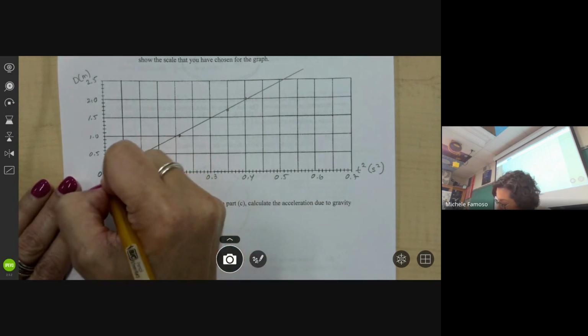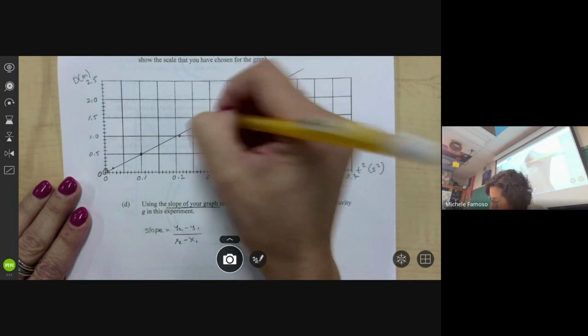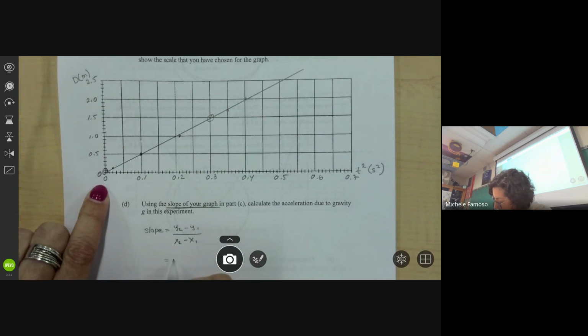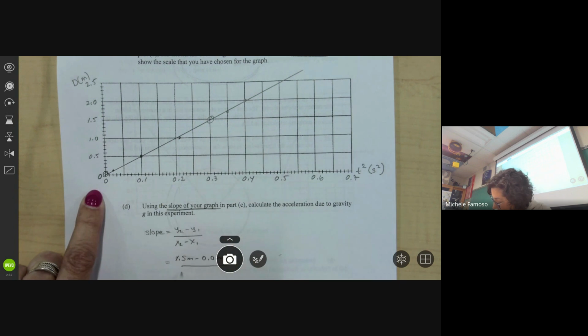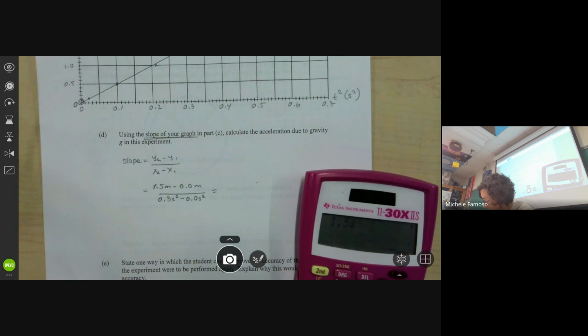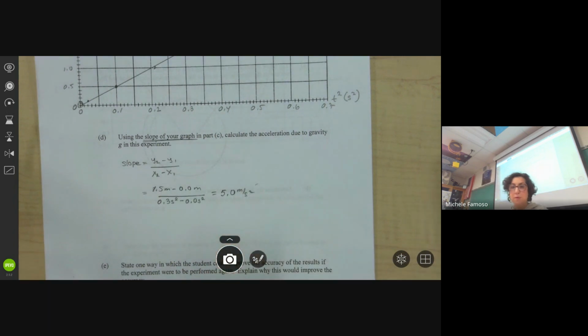So usually when you do a slope, you pick 2 points that you're going to use. I usually suggest picking points where grid lines intersect. Those are pretty good. So that means I'd have 0.0 meters as my second point. The first one is 1.5 meters, 0.0 meters. The second is 0.3 seconds squared and 0.0 seconds squared. So 1.5 divided by 0.3 gives me a slope of 5.0 meter per second squared. But the slope is not the acceleration. It's not. Now what I have to do is figure out what is that acceleration due to gravity.